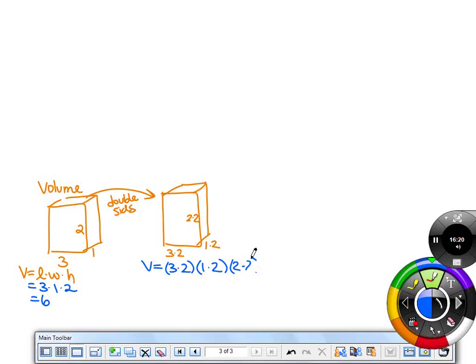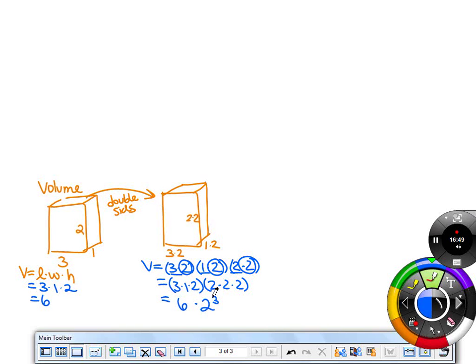So you got a lot of things multiplying together, and we already said we can rearrange them in any order that we want. So to allow you guys to see this better, I'm going to think about the original side lengths, 3 times 1 times 2, as one group that's being multiplied. And then what I see left is 2 times 2 times 2. So I see our original volume of 6 is getting multiplied by 2 to the third power.